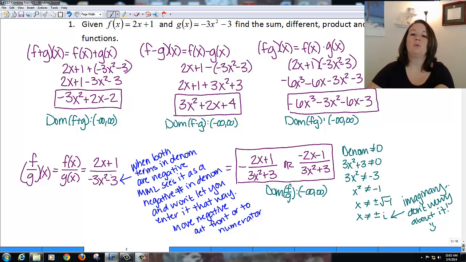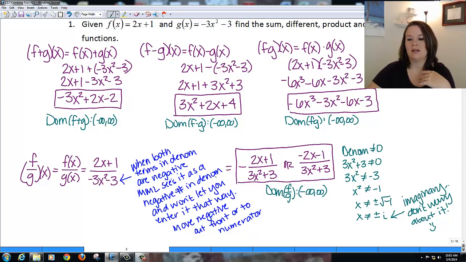Okay, there is one problem here. Notice all terms in the denominator are negative. When all terms of the denominator are negative, MyMathLab sees this as a negative in the denominator, and it won't let you enter a negative in the denominator. So if you find yourself with a denominator where all terms are negative, either factor that negative out and write it up front, or move it to the top.